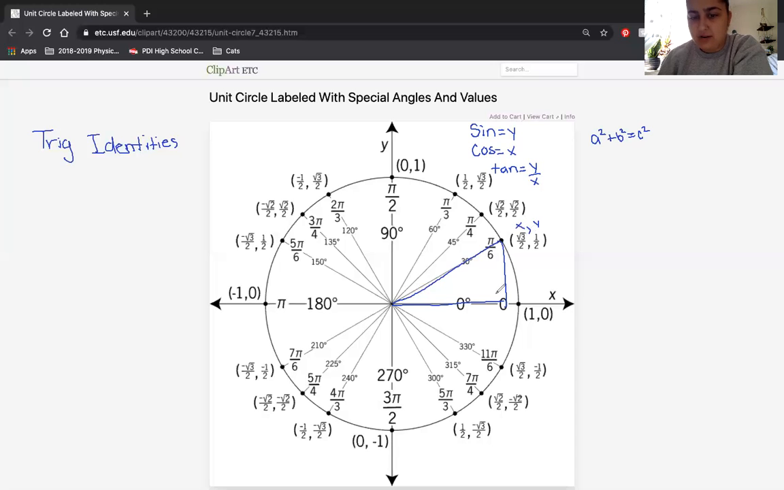So we have this triangle right here. We know it's a right triangle, right? It's one of our special right triangles. We know that the hypotenuse is 1 because the hypotenuse is also equivalent to the radius of the circle. And if this is a unit circle, a unit just means 1. So our radius has to be 1.